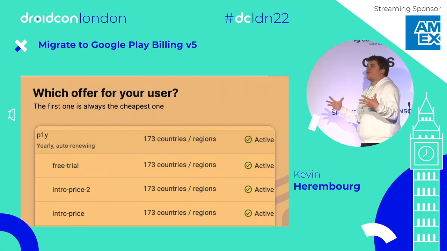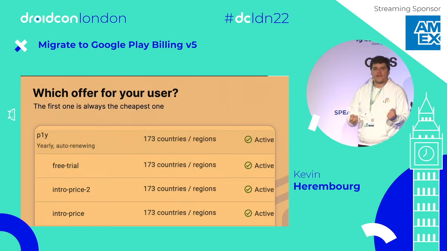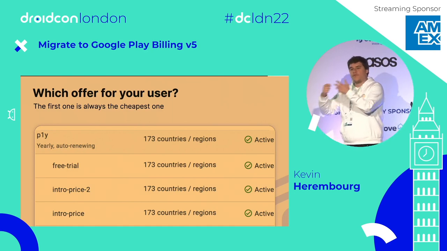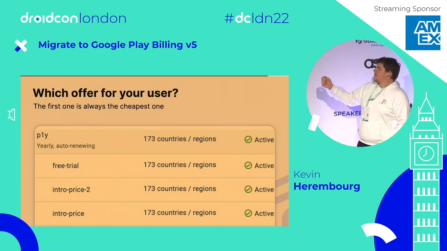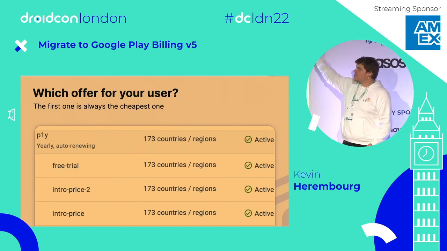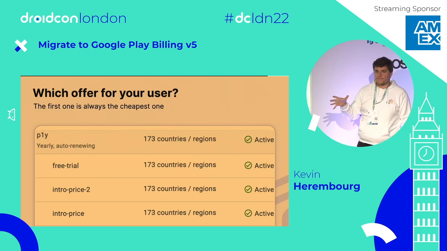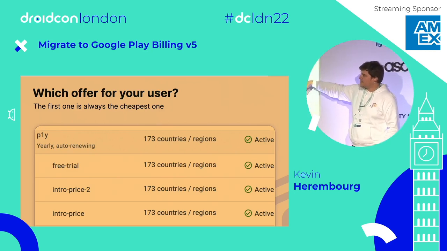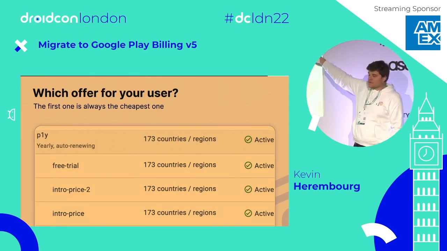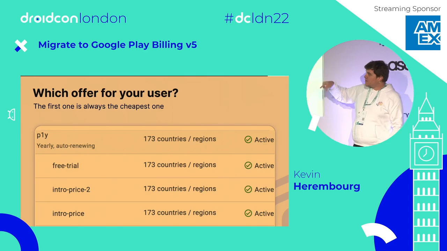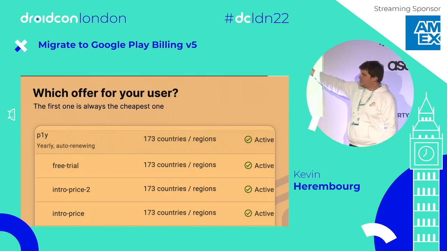So when we talk about multiple offers for your users, you are asking yourself, okay, but in my application, how do I select what offer I want to provide to my user? By default, Google is going to put first the cheapest available offer for your user. For example, here I have set a free trial, but I set it after my intro price, and it put it back in front because a free trial is, of course, cheaper than an intro price. And intro price 2 was the second one I set, but since it was cheaper than the intro price I previously did, it's put in front.